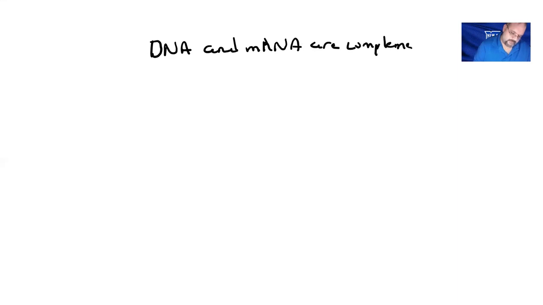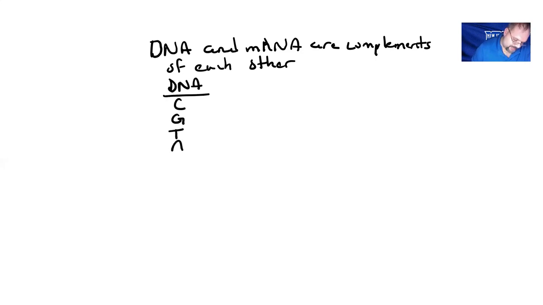Now, what's the relationship between DNA and messenger RNA? DNA and messenger RNA are complements of each other. This is very similar to the idea of the complementary base pairs in the DNA double helix. If you consider cytosine, guanine, thymine, and adenine, the complementary base pairs that we see in the DNA double helix hold true, except for one big difference.